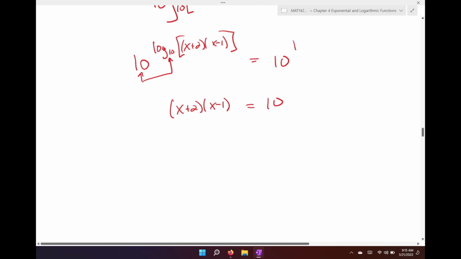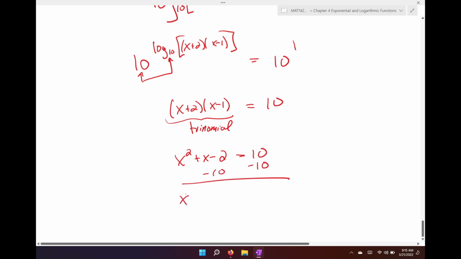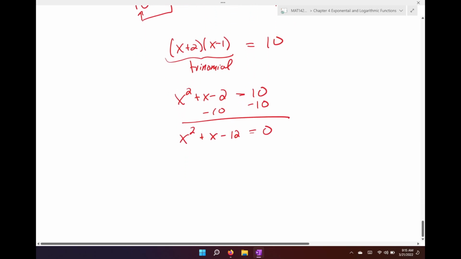Now, I'm going to go ahead and solve. This, I know, turns out to be a trinomial when I go ahead and expand it. So let's see here. You're going to get x squared plus x minus 2 equals 10. Subtract 10 from both sides to give me x squared plus x minus 12 equals 0.